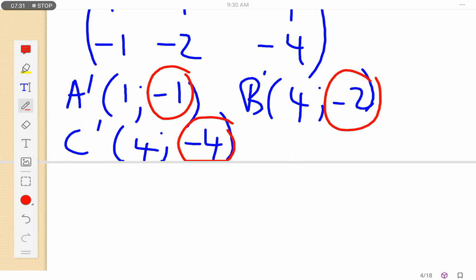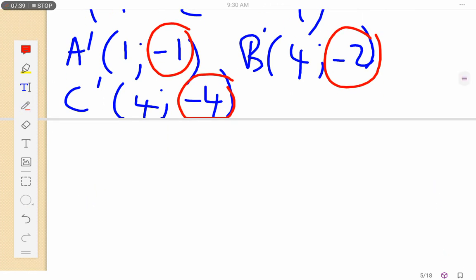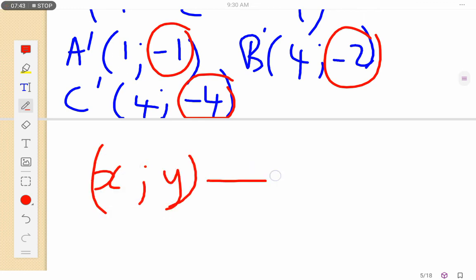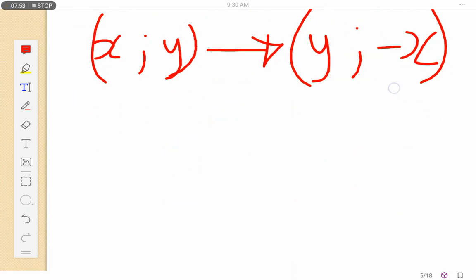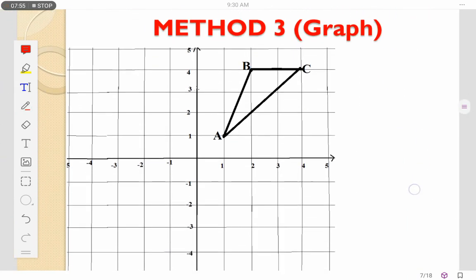So it's the same. Basically, whenever you are rotating through 90 degrees, know that your x values and your y values interchange, and you have your y here and your x, which you multiply with a minus, and you get this. So this is what you do when you are rotating. Okay, so let's now use the method of a graph.